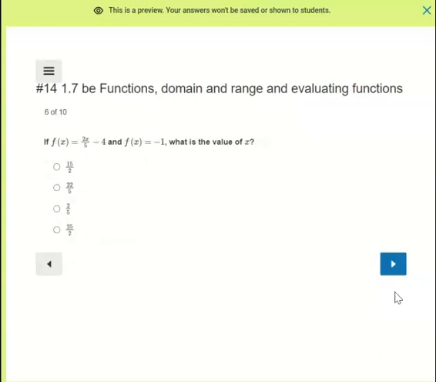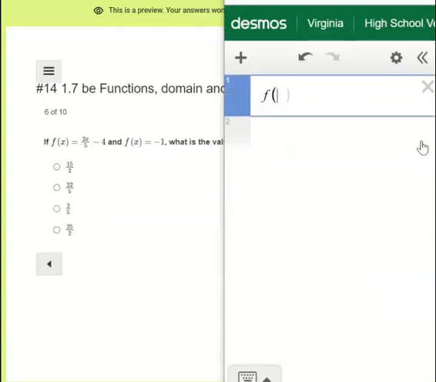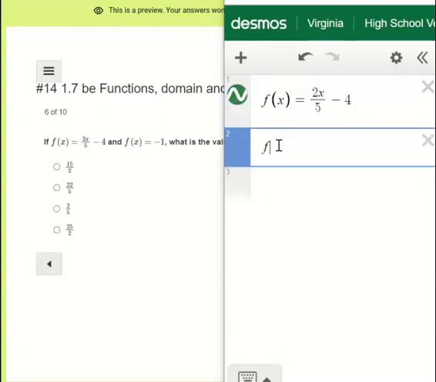Alright, this particular one, instead of plugging it in, we're going to do it this way. So you have here f of x equals 2x over 5 minus 4. And it's asking for f of x equals negative 1. So we're not actually plugging in negative 1 inside x. It's actually the y coordinate this time that is negative 1. So we want to know what is the x coordinate.